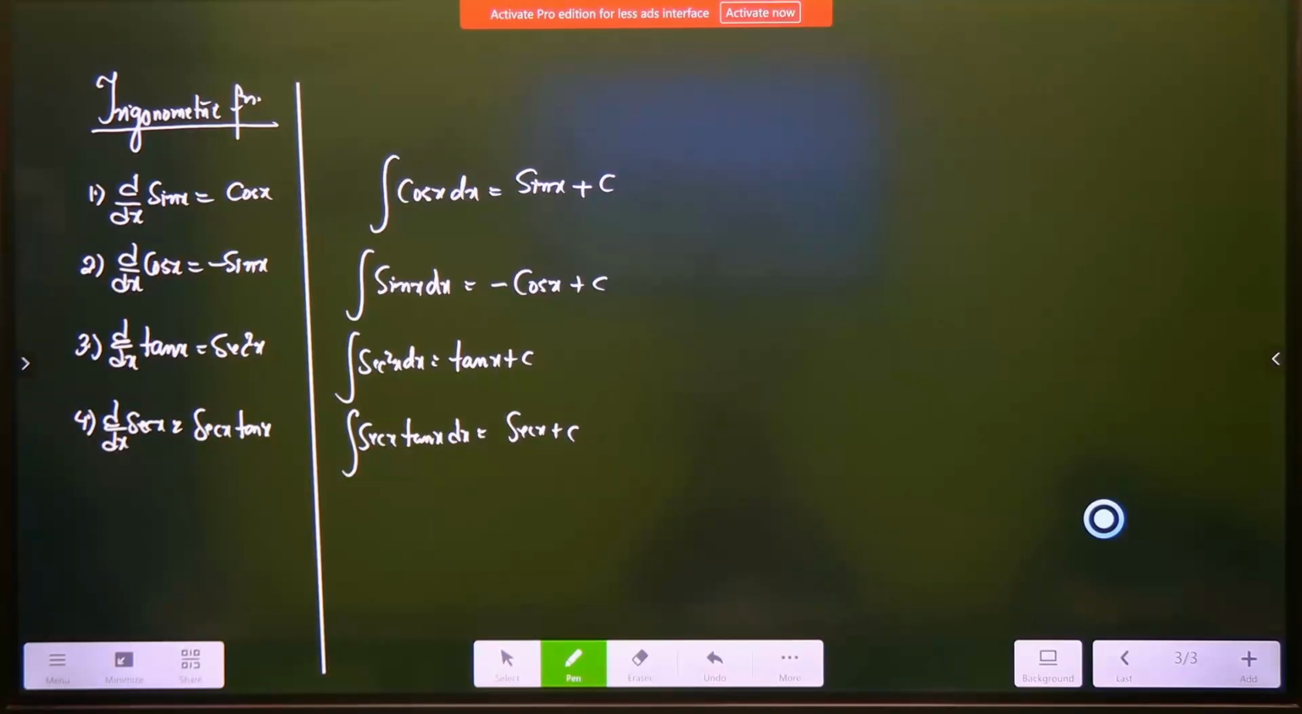Which one? No. Root and all doesn't work. Differentiation in it. Integral sec x will be log sec x plus tan x. That will come later. Okay.